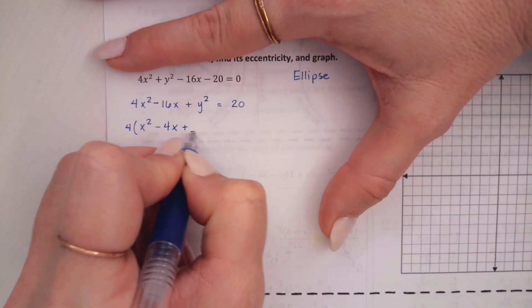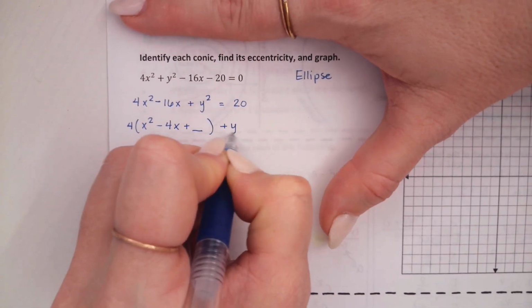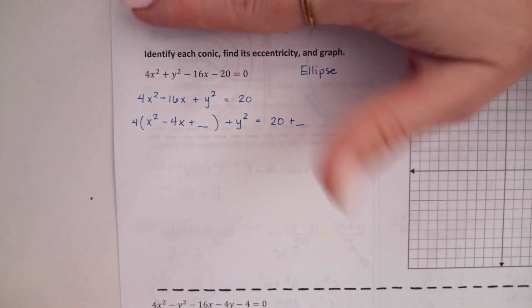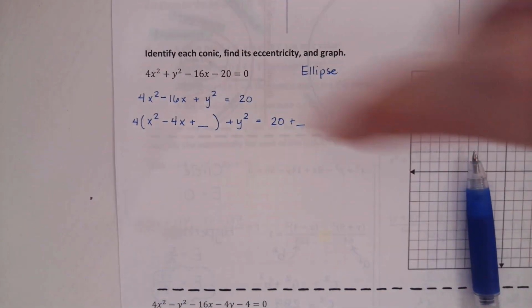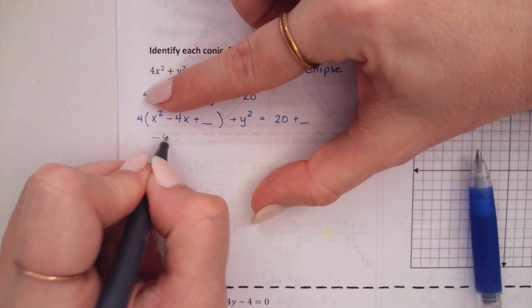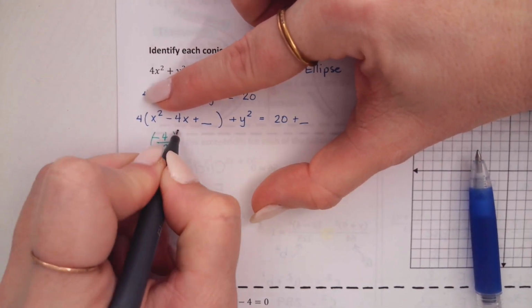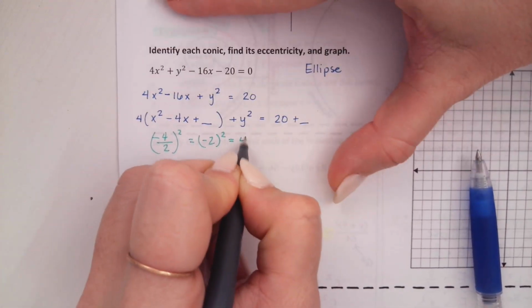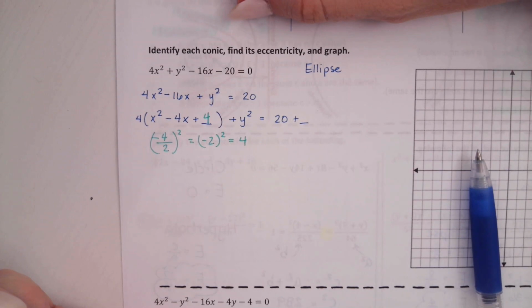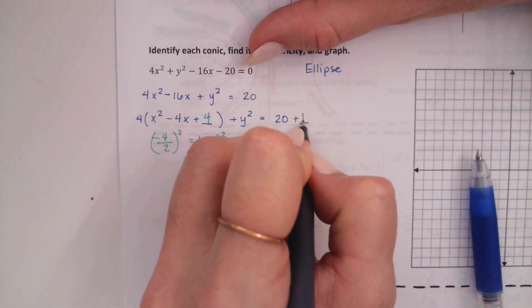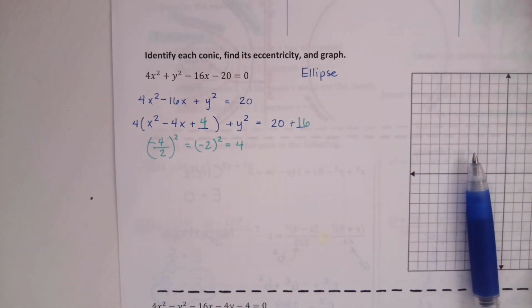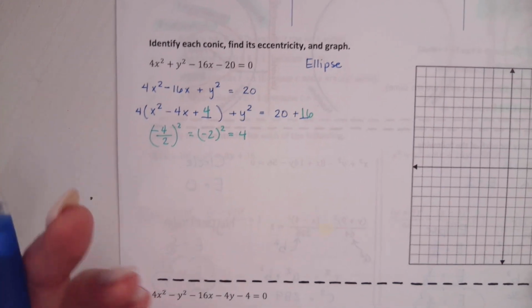4 times (x squared minus 4x plus blank) plus y squared equals 20 plus blank. Then we'll take the b number inside there, which is negative 4. We'll divide that by 2 and square it, which is negative 2 squared, which is 4. What do I add to the right? Multiply 4 times 4, so we'll add 16 to the right.